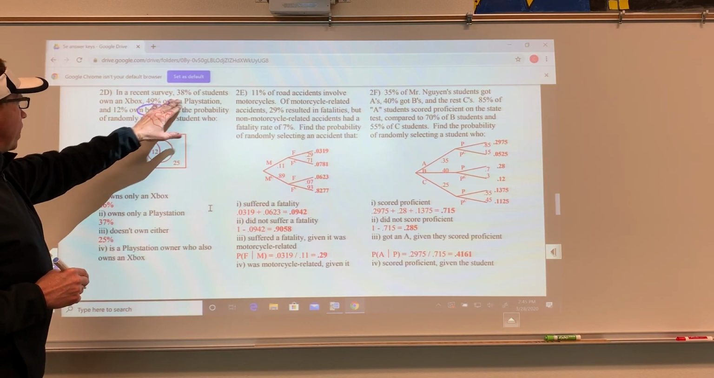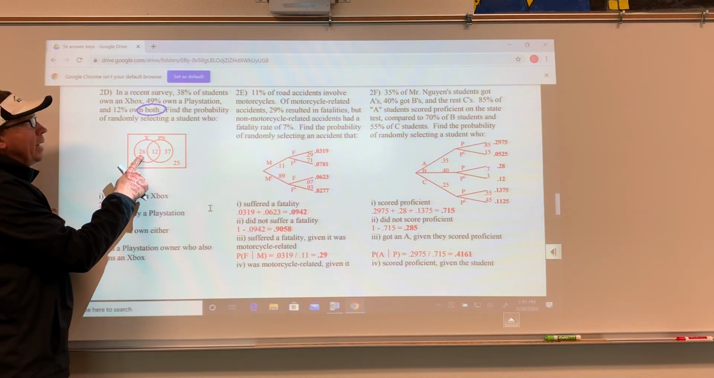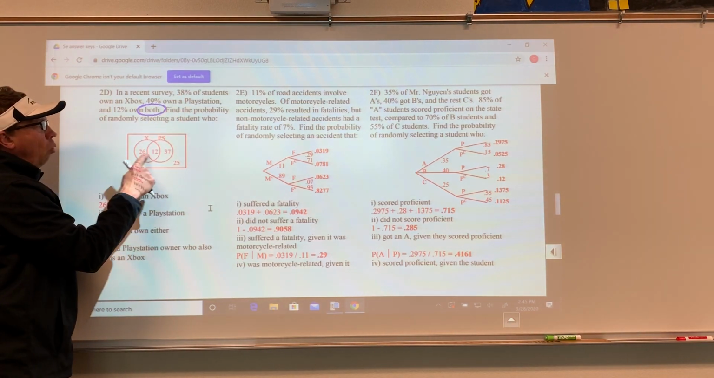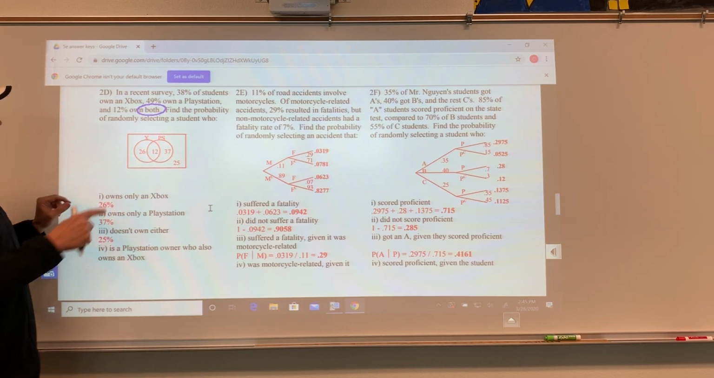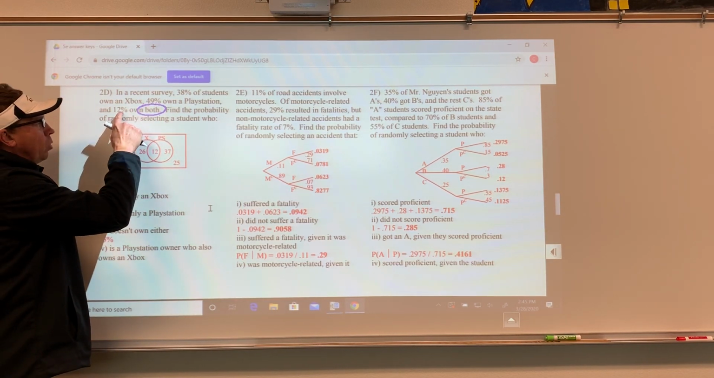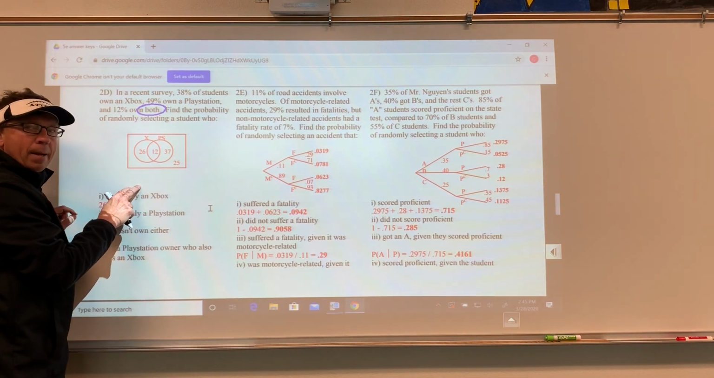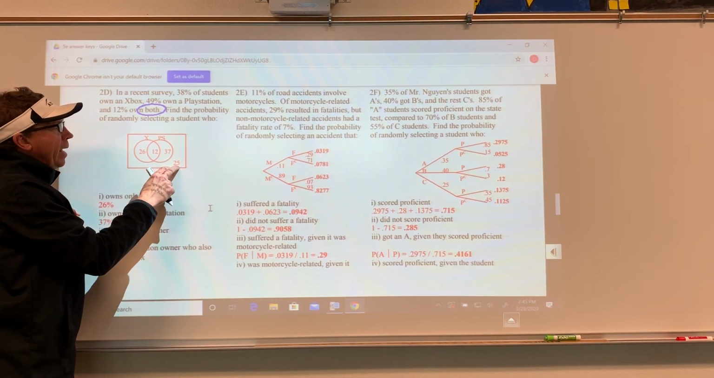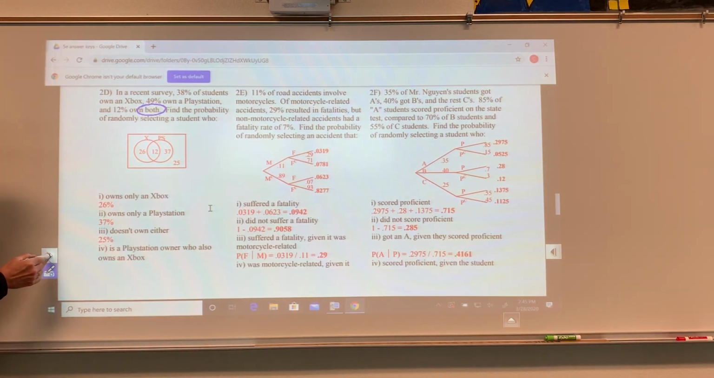Now, 38% own an Xbox, so to get this number right here, I had to go 38 minus 12 to get 26. And in order to get this 37, I had to go 49 minus 12 to get 37. Then I add all 3 of these up and subtract from 100, and that leaves the area of the kids that own neither, okay?